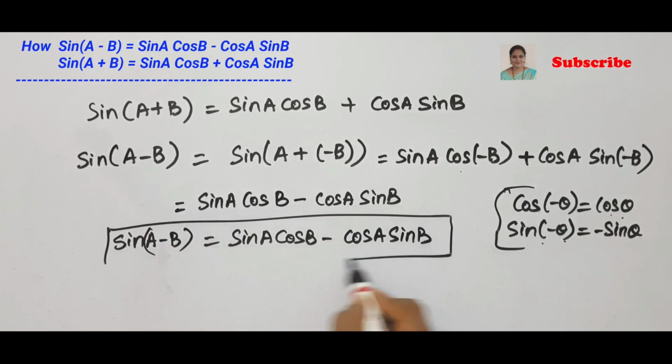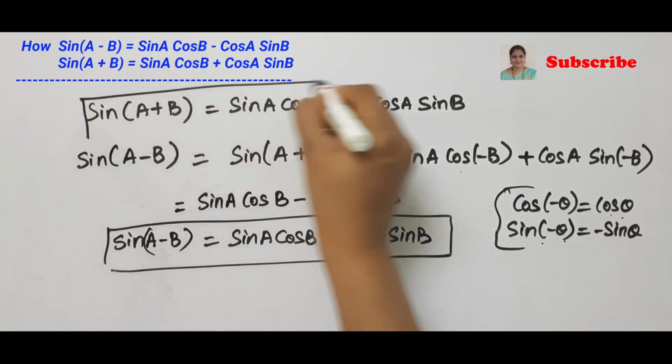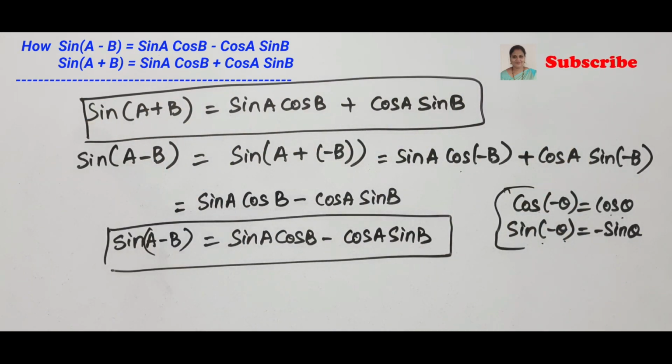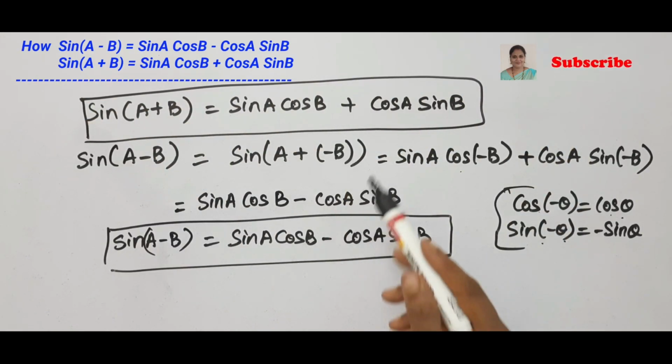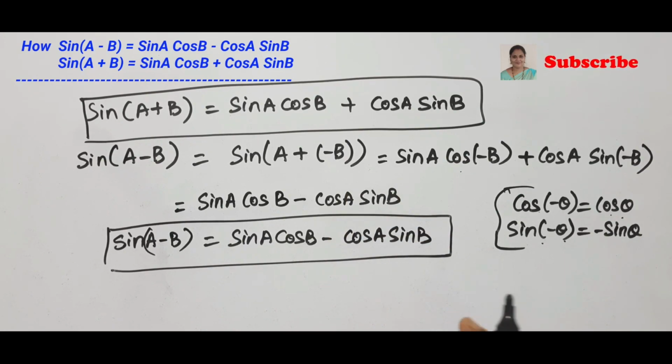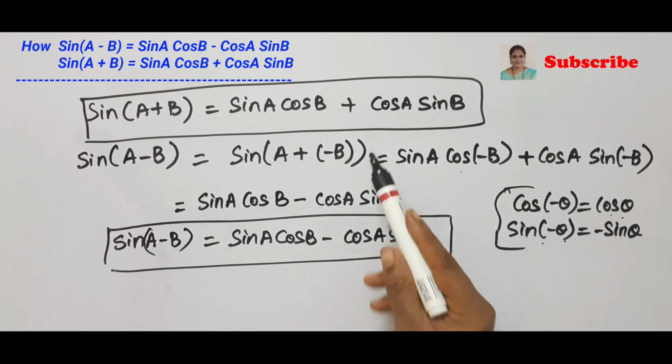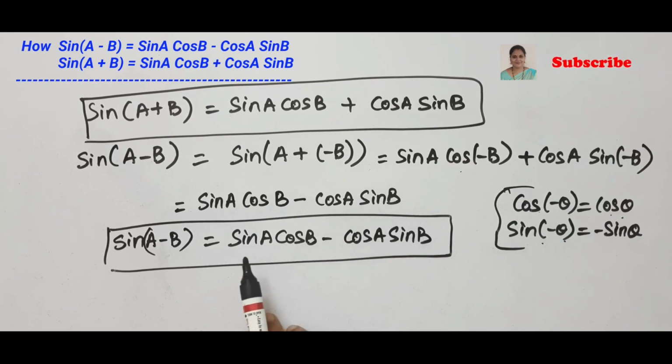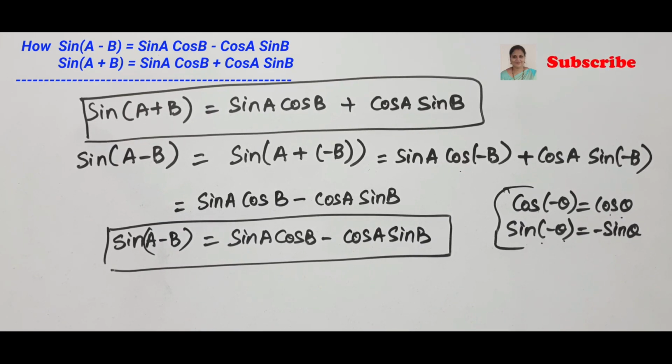These two formulas are true for all values of A and B. Okay, these two formulas are true for any value, whether A and B are 0, you can take A and B values as 0, a positive number or a negative number. They will stand for any value of A and B. That is, A and B are any angles, either a 0 angle or any positive angle or any negative angle. These two formulas are true.